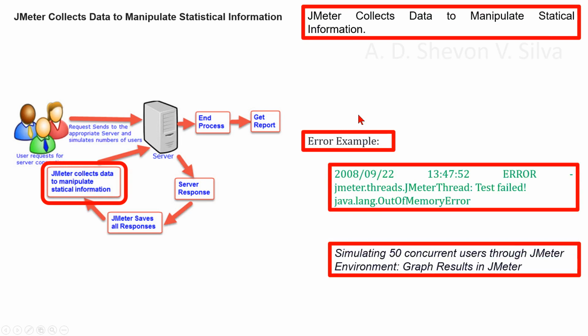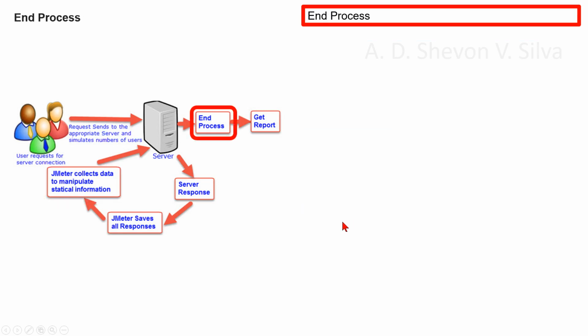As an error example, we can consider this error that occurred while simulating 50 concurrent users through JMeter in an environment with graph results in JMeter. JMeter thread test failed, java.lang.OutOfMemoryError. We are now focusing on ending the process.